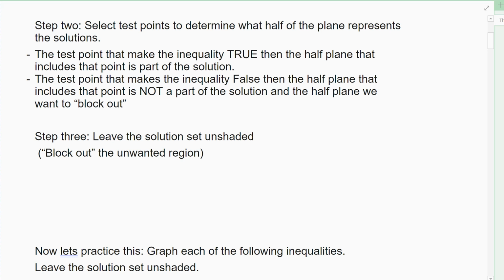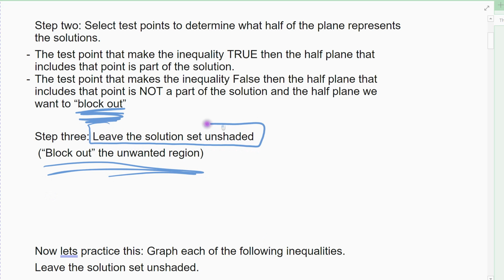If you want to make sure you're shading the right side, test a point on both sides, where one is true and one is false. And it should come out that way. One side should be true and one side should be false. And remember, the true side is the part we're going to leave blank. That's the solution set. The false side we're going to block out. So we're going to block out the unwanted region. So the solution set is the line, the boundary, and all of the unshaded parts.